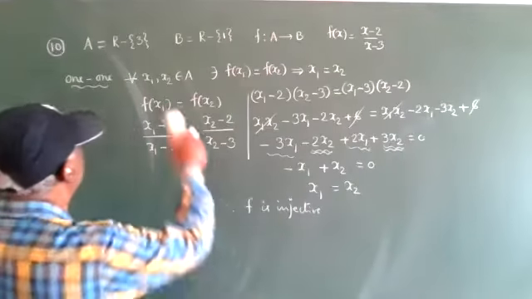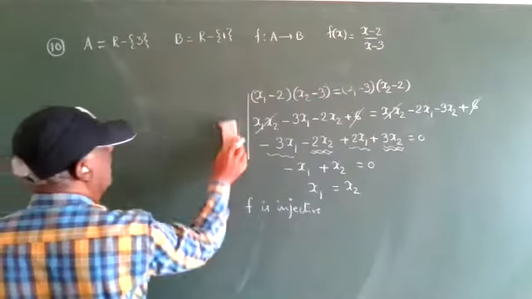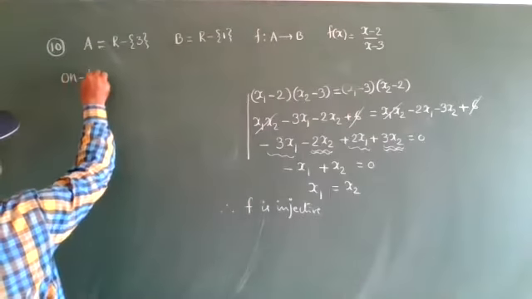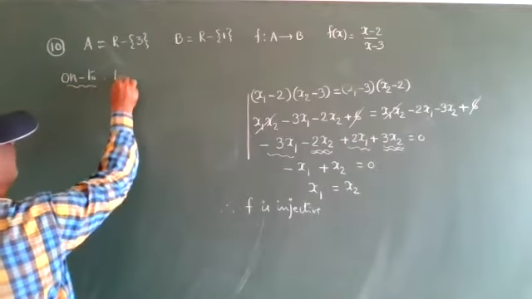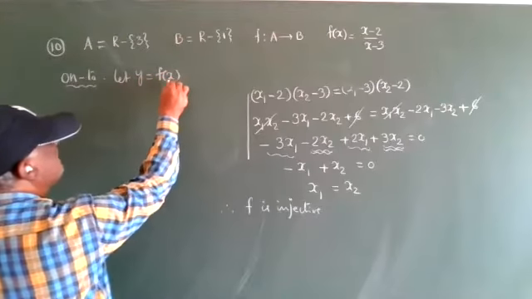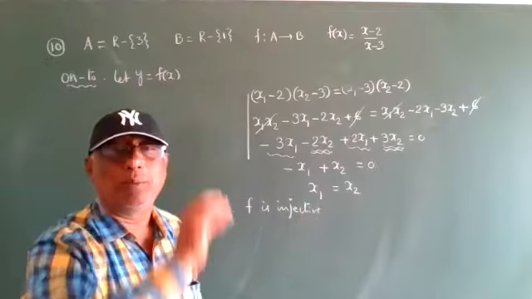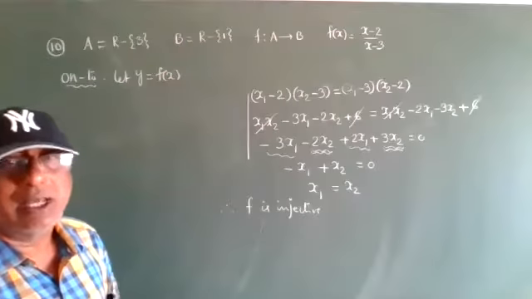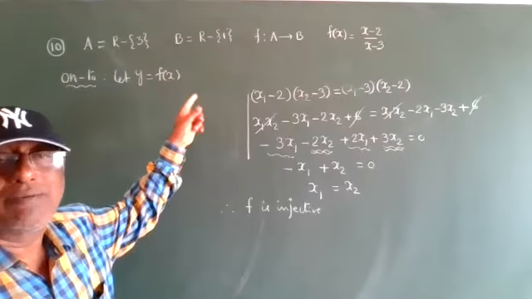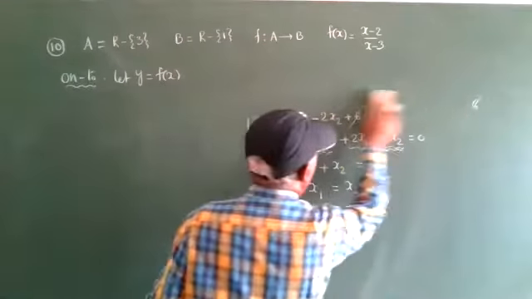Next, onto. Everyone see, now I go through the onto. What is the onto? Let y is the f of x, means f of x is always equal to y. F of x is the codomain element because y is in the codomain. Y is equal to f of x means f of x is also a codomain element.